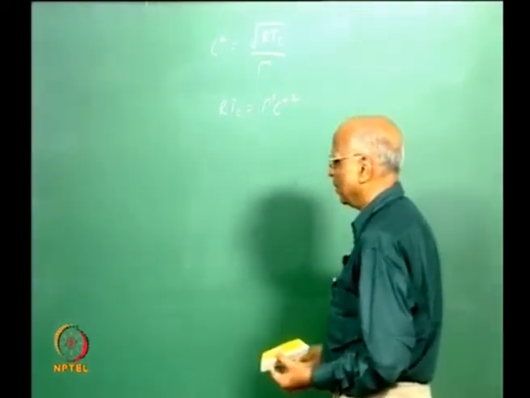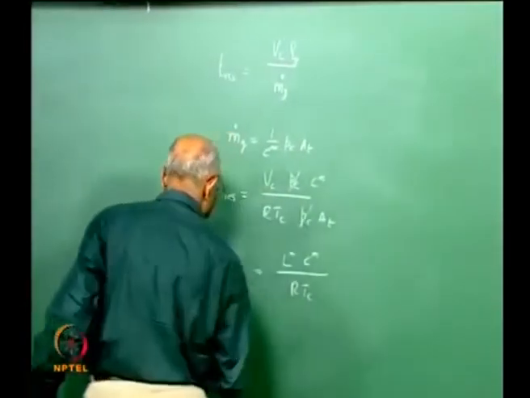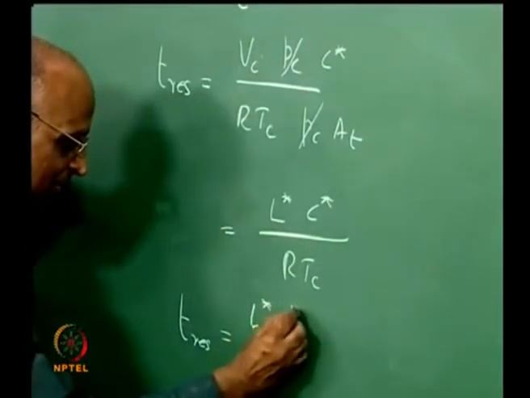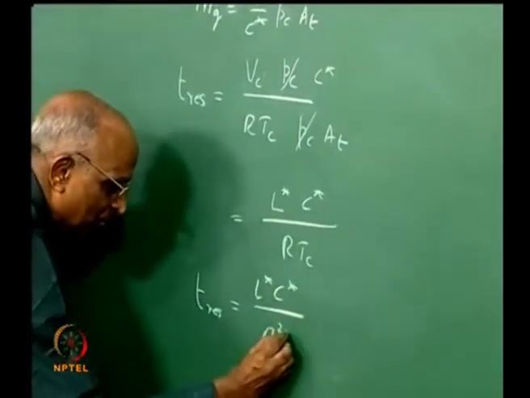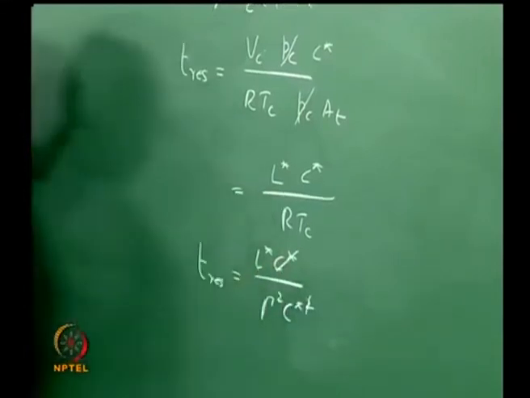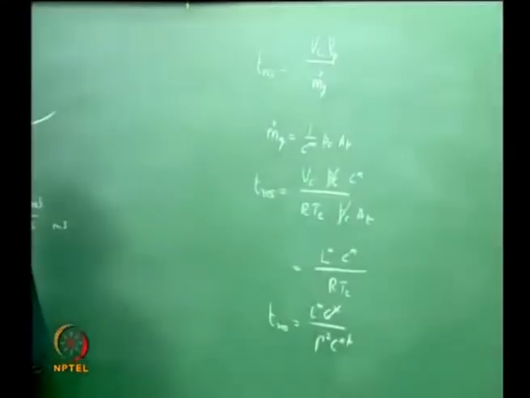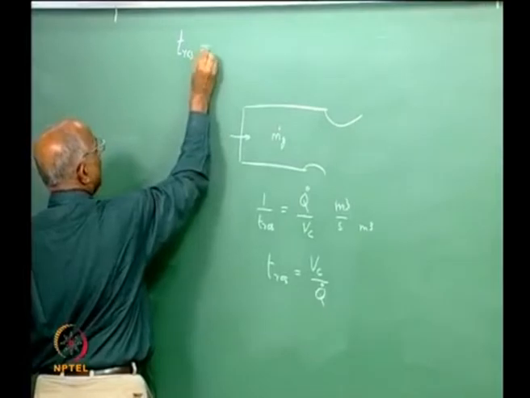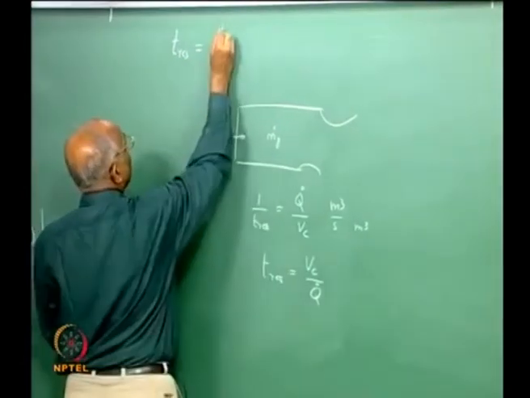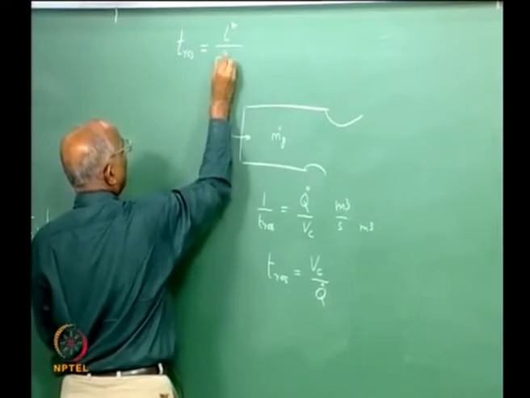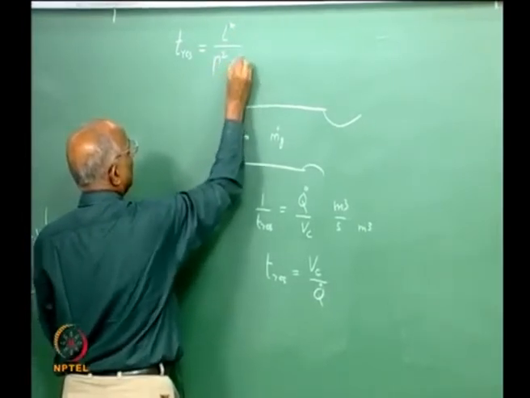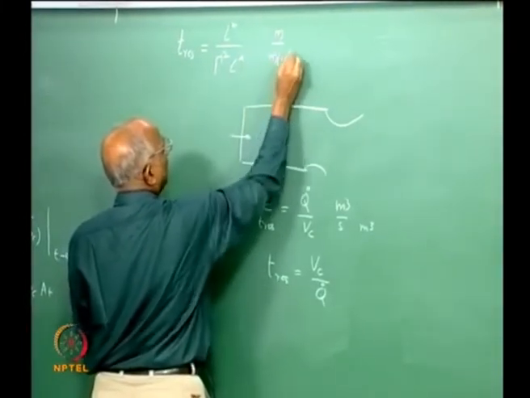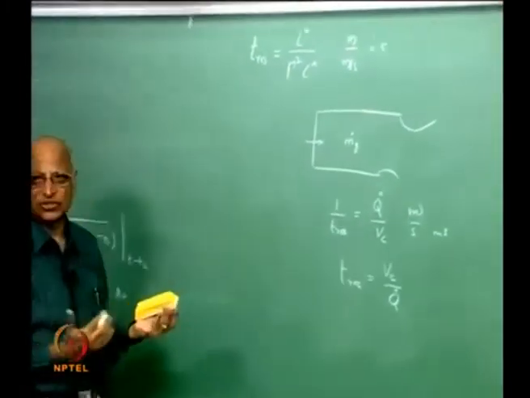Substituting the value of RTC there, we get T residence is therefore equal to L star C star by gamma square C star square. The C star goes off, and the residence time T of the gases in the chamber is therefore equal to L star by gamma square into C star, where gamma is a function of small gamma. Well, it makes sense: L star has units of meter, gamma has no units, C star is meter per second, so this is second, and this is your value of residence time.